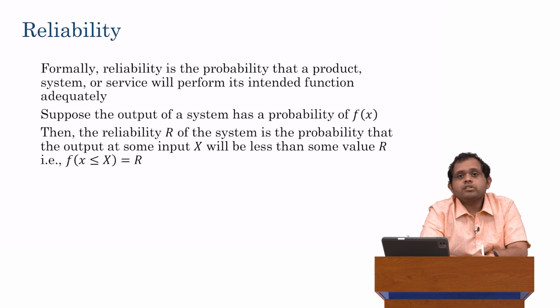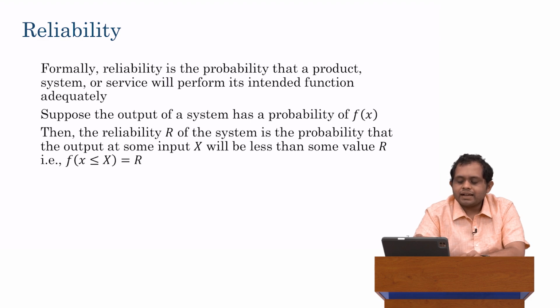That is, what is the probability that whatever item I'm looking at, whether it's a car or a road, etc., is going to function as desired? That number is basically what we call reliability. So to give you a formal term, formally, reliability is the probability that a product, system or service will perform its intended function adequately.